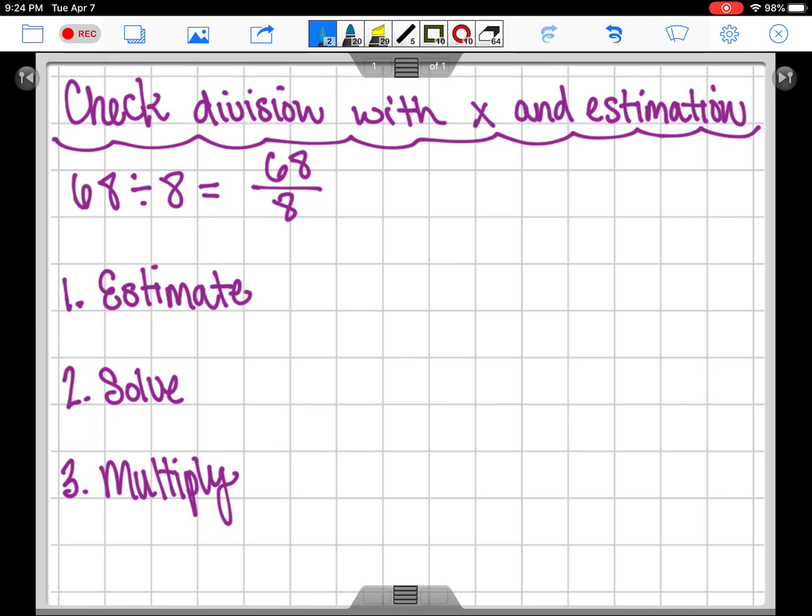So let's go ahead and estimate. Think about how you'd like to write this problem in rounded form. When we estimate our dividend, that's probably going to look something like 70. 68 is very close to 70. That would round to the nearest 10. Now round your divisor.